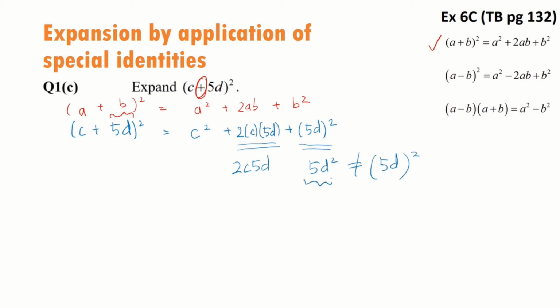5D square actually means 5 times D times D, because the square only belongs to the D, whereas (5D) bracket square actually refers to 5D times 5D. So you notice that the difference is that there is this extra 5. There are two 5s over here and there's only one 5. So they're actually not equal. So I will erase this, continue with my working.